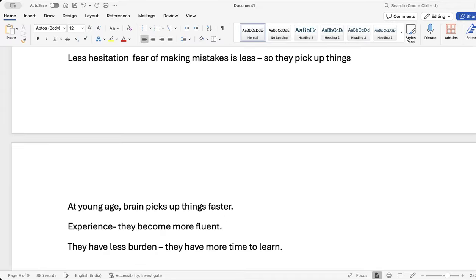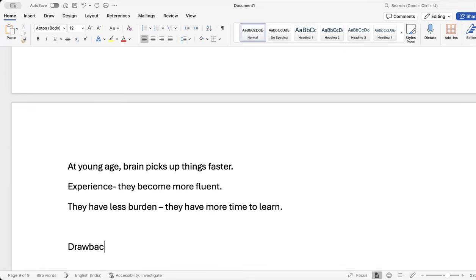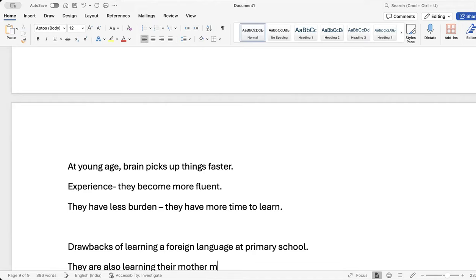Now, can you tell me some drawbacks of learning a foreign language at primary school? Sir, sometimes it can happen that if a child is learning two or three languages in childhood, they can mix them up. Okay, so at that time they're also learning their mother tongue, so they might mix up the two languages.